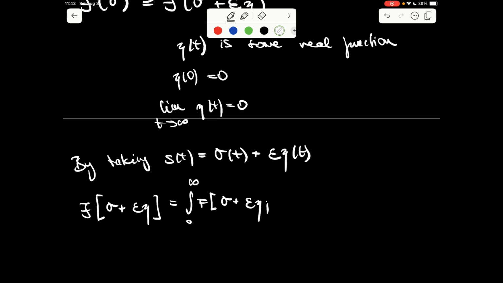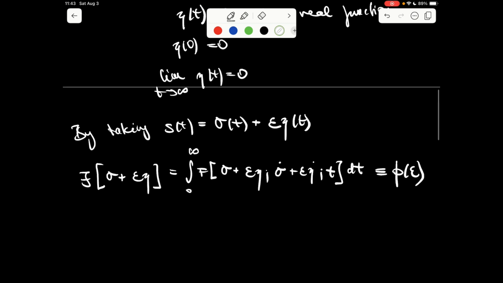This is the first argument. The second argument is its change. Epsilon is a real parameter, so we have nothing to do with it when it comes to differentiating with respect to time, which we can wrap up as phi epsilon.